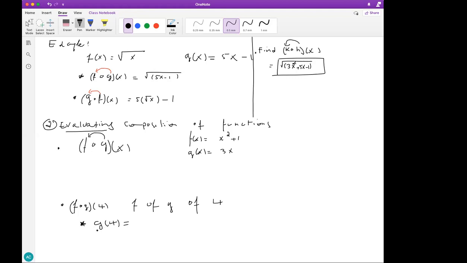Remember what we did last time with the graphing of functions. g of 4 means plug 4 into g. g is given here. If you plug 4 here, what's the result? 3 times 4. Everybody? 12. 3 times 4, 12, yeah.